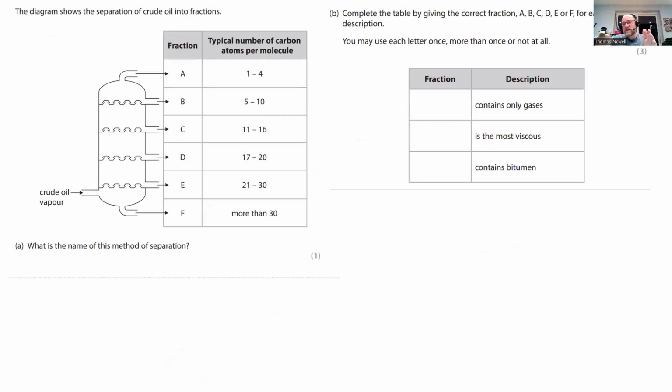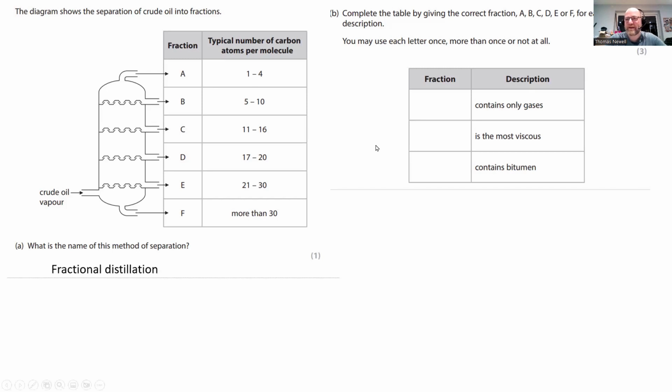Okay, we've got some questions here to go through. Let's go through these fractional distillation questions. So you might want to pause the video and have a go at these questions, and then we'll go through the answers. So the diagram shows the separation of crude oil into fractions. You've got the crude oil vaporized and coming in the bottom. What is the name of this whole process? Well, it's fractional distillation.